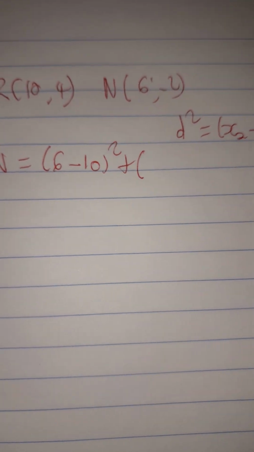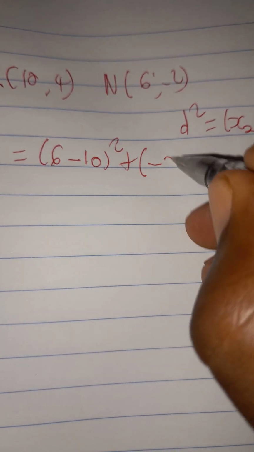So let's start. What is our x1? Our x2 is 6, so it's going to be 6. What is our x1 there? Our x1 is 10 squared. What is our y2 there? Remember our y2, it will be negative 2. What is our y1? That will be 4 squared. Remember here it's squared again.